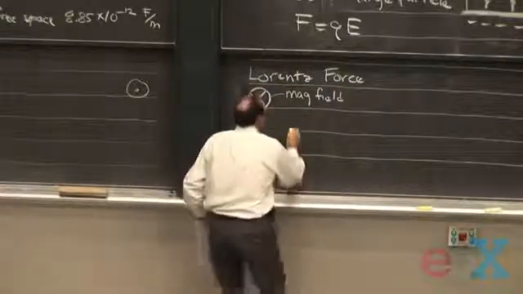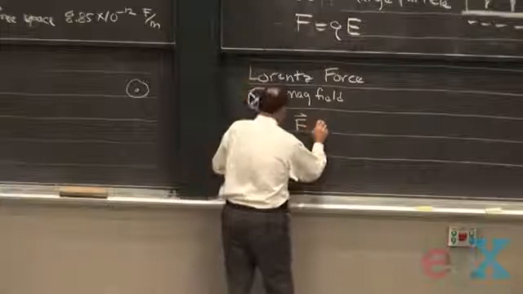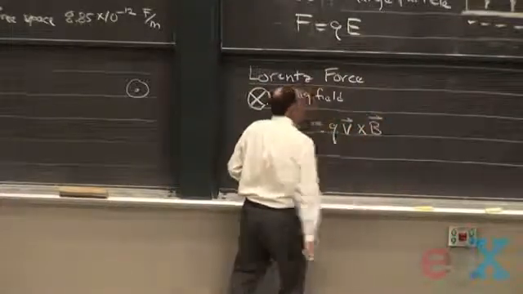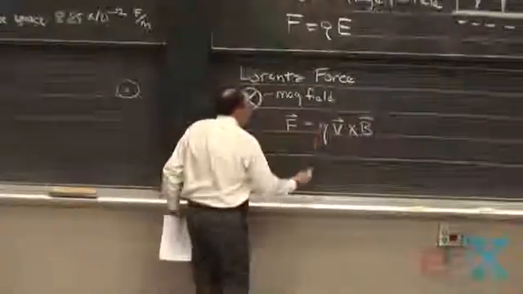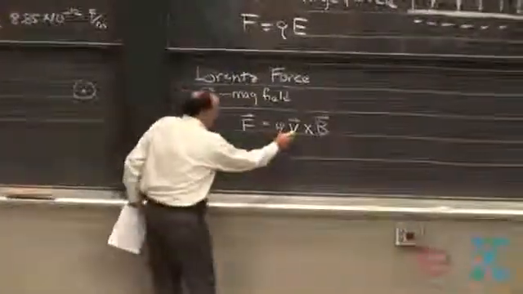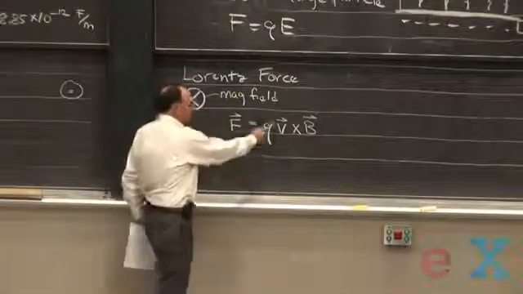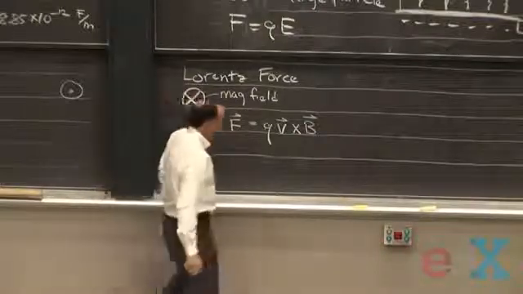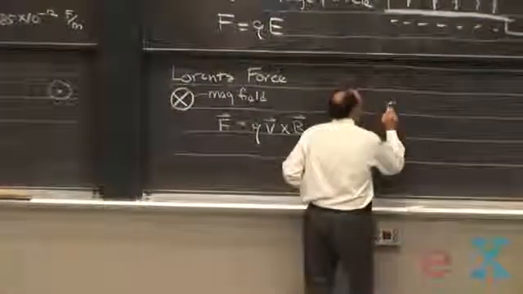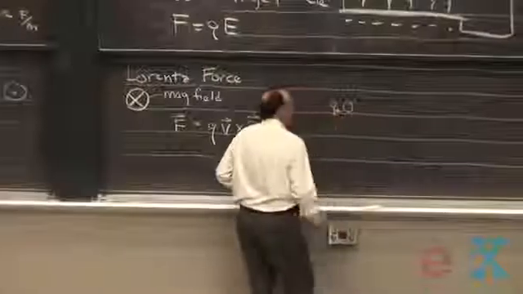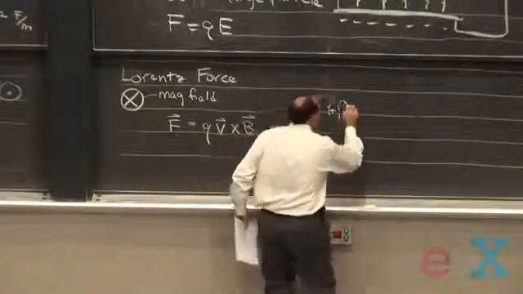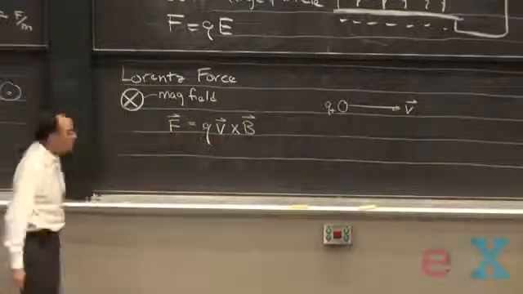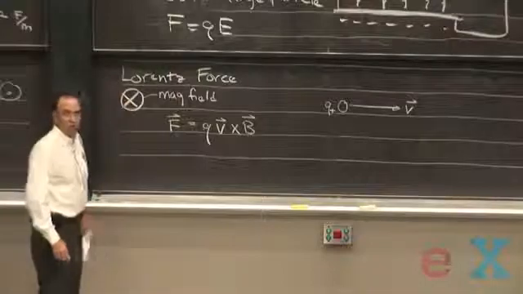So the Lorentz force is written like this. Again, it's a vector. Here's my charge. This is the velocity of the particle. So I have to pick a direction for it to move. And this is that magnetic field into the board. So this is the situation where we use the right-hand rule. Let's imagine I have a positive particle, and it's moving in this direction with some velocity v. The magnetic field is into the board.